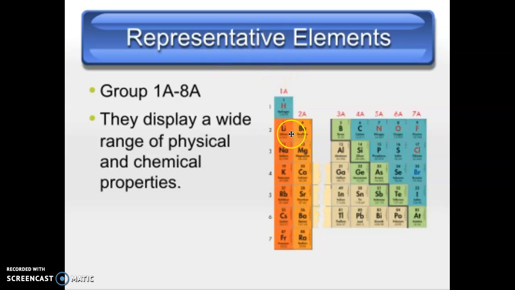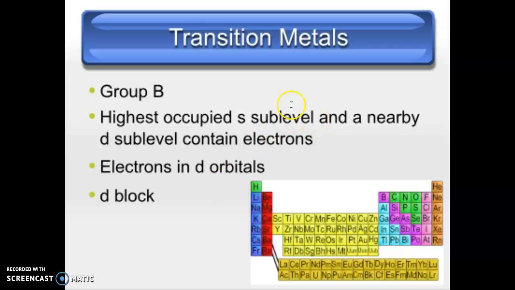And then if you put the s block and the p block together, that's called the representative elements. So it's groups 1A through 8A. It's called Group A altogether. And they display a wide range of physical and chemical properties. Okay, and now we also have Group B. Group B is the transition metals.